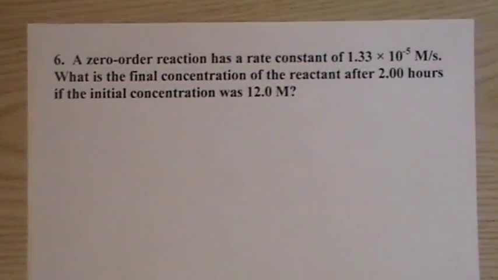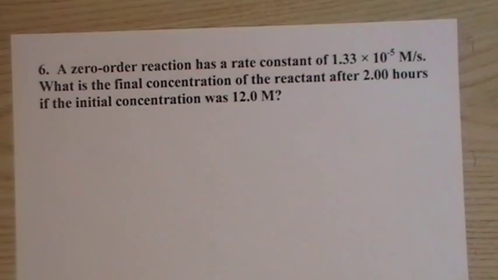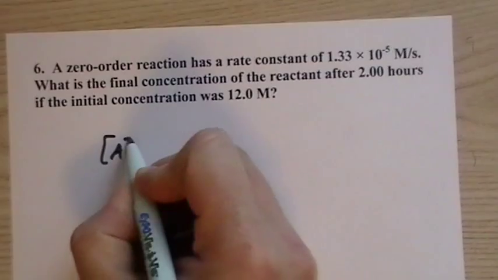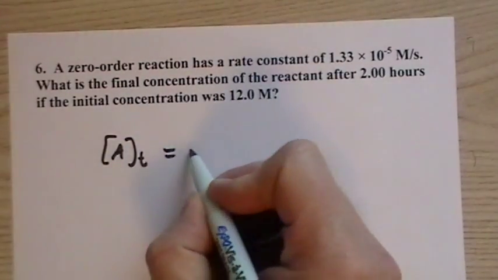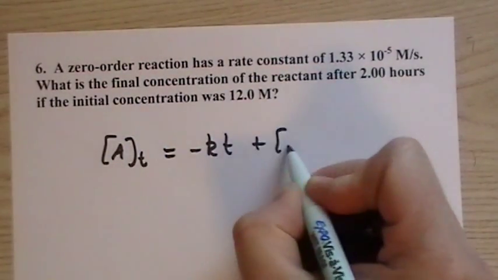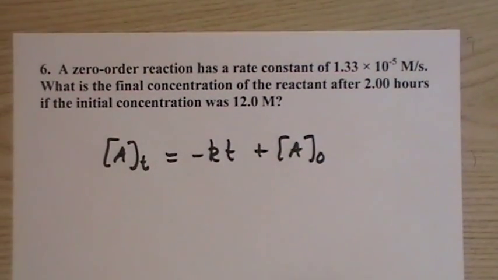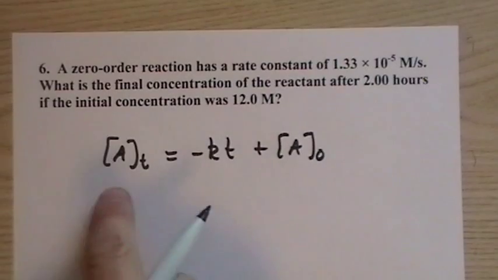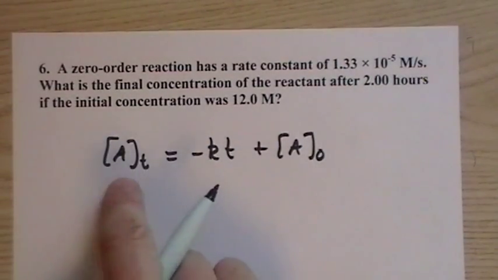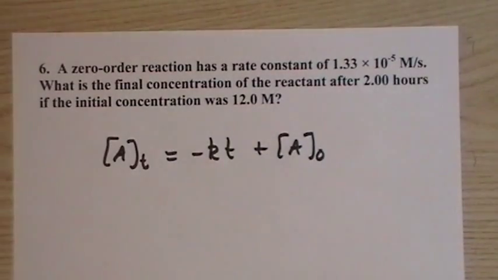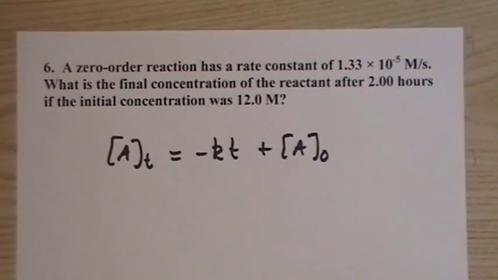Okay, one last problem. This is a zero order reaction. And I'm only doing one of these because I think you have a pretty good idea of how to solve these now. This is the zero order equation. You need to know it. But I'm just going to solve one because it's the same as the others. You have 4 variables to start out, and then you tag down 3 of them with particular values, and then you solve for the last one.